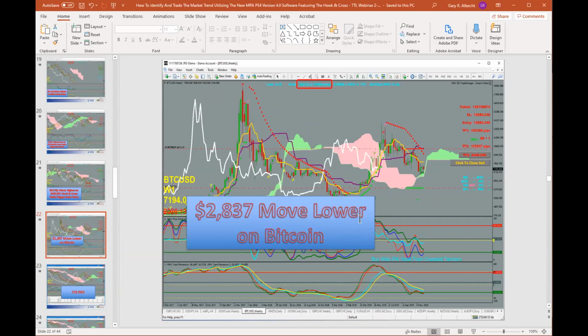Then we went short when it hooked back down here, and we went down. As you can see, we took profits along the way, and this total move as the weekly was finishing was a $2,837 move on Bitcoin. Well, guess what? The weekly finished this down cycle because the monthly had a hook and a cross. So we knew to stay short until the weekly finished the cycle. Now that the weekly finished the cycle, we closed that trade for maximum profits.